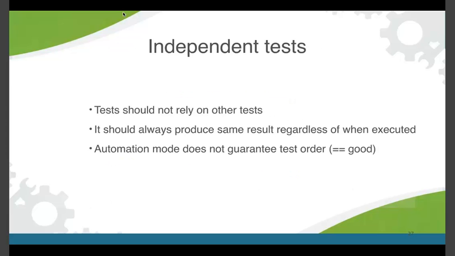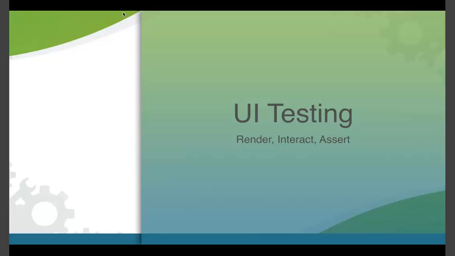And also, tests should be independent. They should not rely on the execution order. It should always produce the same result regardless of when it was executed. And when you do run your test suite in automation mode, we do not guarantee the test order, which is actually good, because that will actually prove to you if your tests are nicely encapsulated and independent.